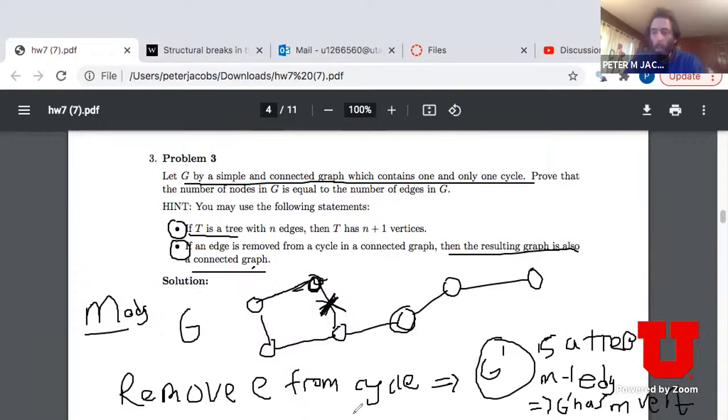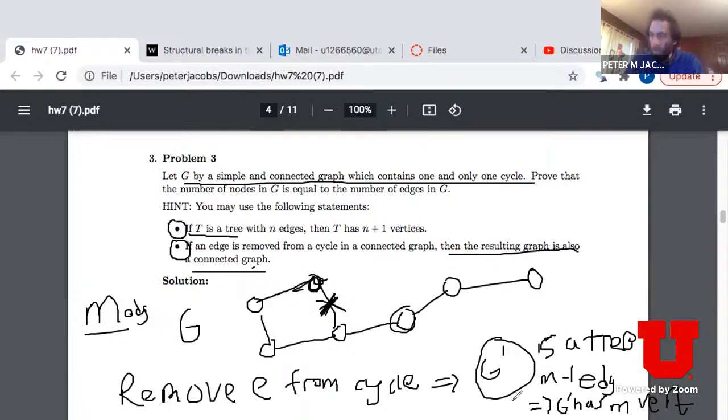Okay, and then to finish the proof, we notice that G prime and G have the same number of vertices. That's because all we did to get G prime from G was remove an edge. So we didn't touch the vertices. So therefore, G prime has m vertices, therefore G has m vertices, and G had m edges.